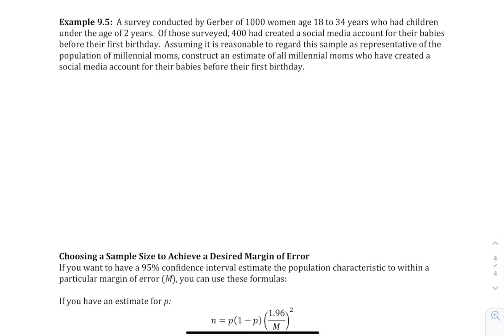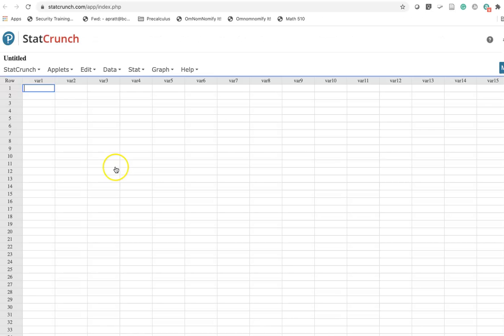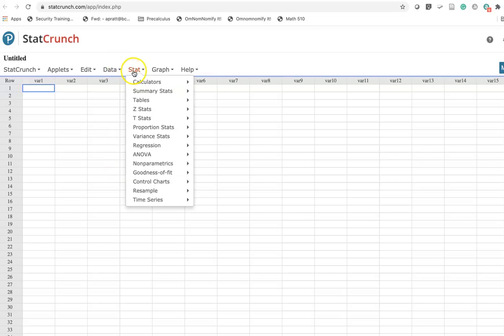Now, why would Gerber be interested in this? Well, they might want to see if they need to start targeting these babies' profiles for ads. So let's go over to StatCrunch and see how we can get our confidence interval there. We're going to start with a new data table and go to Stat, and we're dealing with proportions in this chapter, and we're dealing with just one sample proportions.